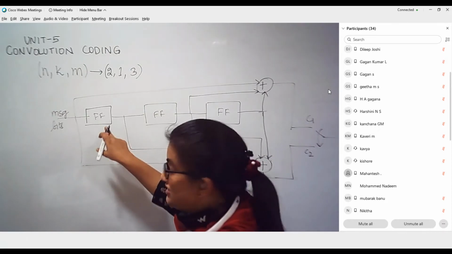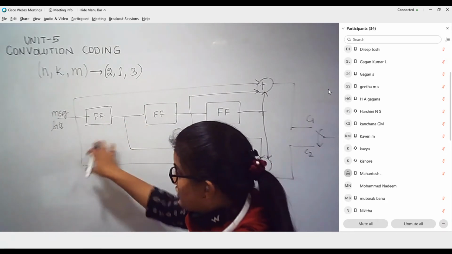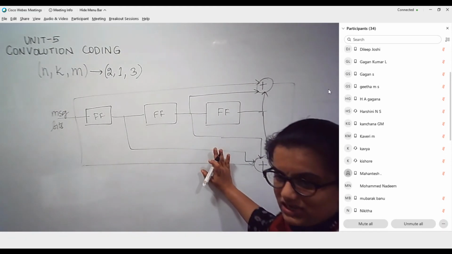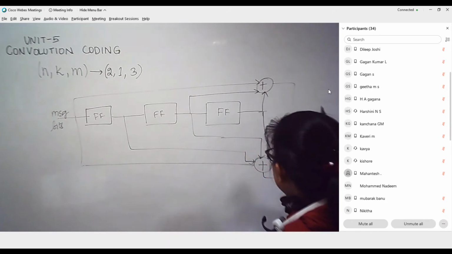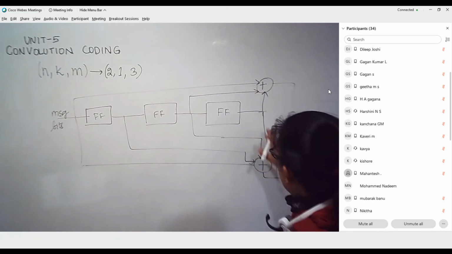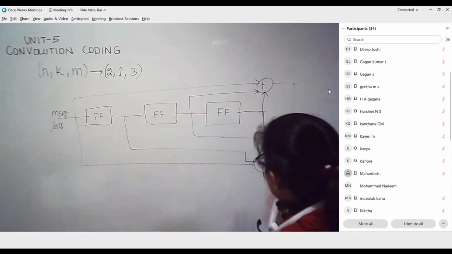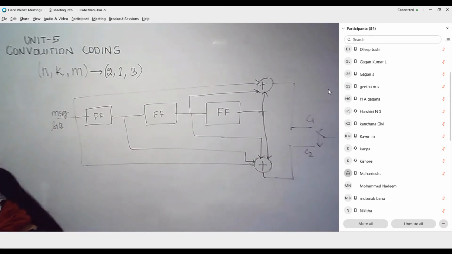Whatever was previously present here will contribute to the output, not the one that you are going to enter at a given time instance. So basically you have to look at the end of a clock cycle here. In this particular case, this has 4 inputs, this has 3 inputs. So observe this carefully. We will see the output in this particular case.